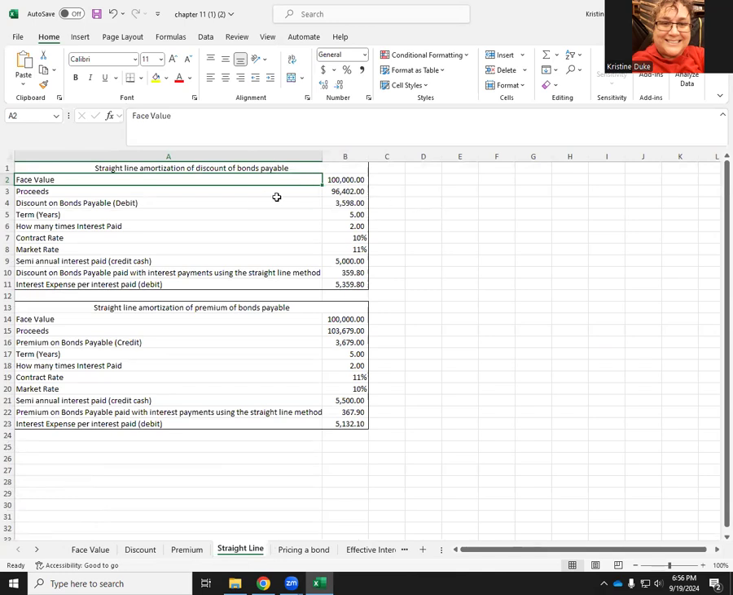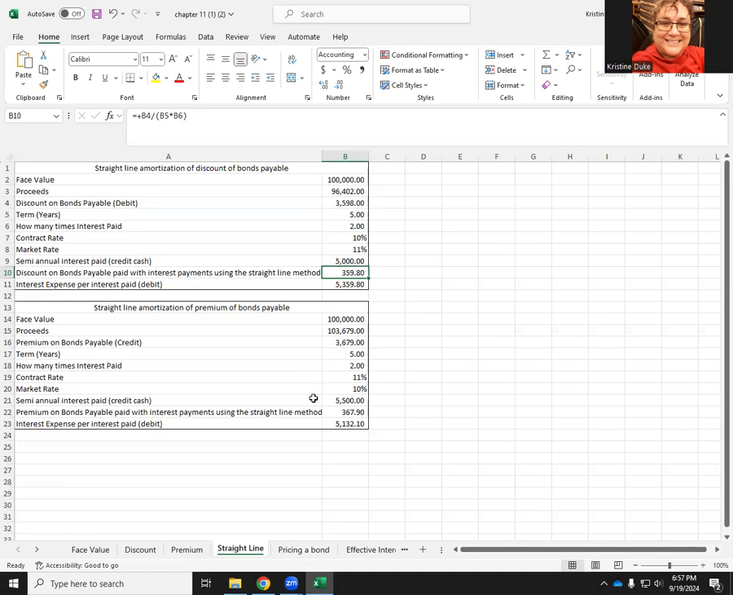This is how to calculate your bonds, the discount and the premium using the straight line method. It's the easiest method. All you do is you go in here, you got the face value, here's my proceeds, the difference, this is a discount. So what I do is I take this discount on the bonds payable, the difference between the face value and the proceeds, and I divide it by the number of interest payments over the life of the bond. And so I believe that's going to be, you got 5 years times 2. That's going to be 10. So every single interest payment that I make, I am going to use that amount.